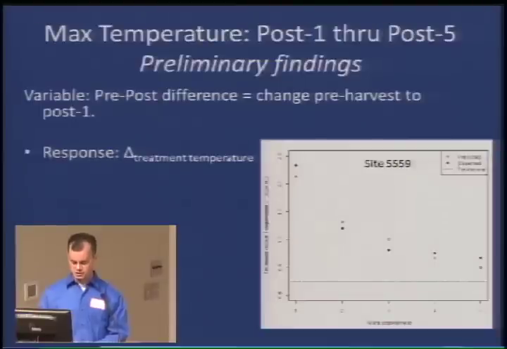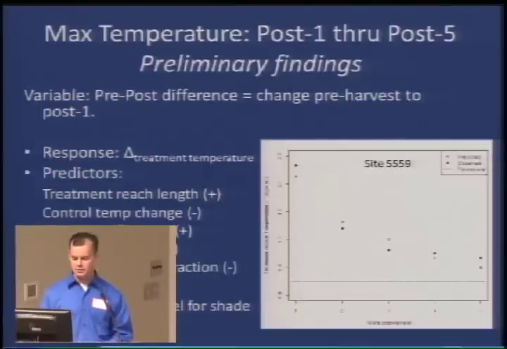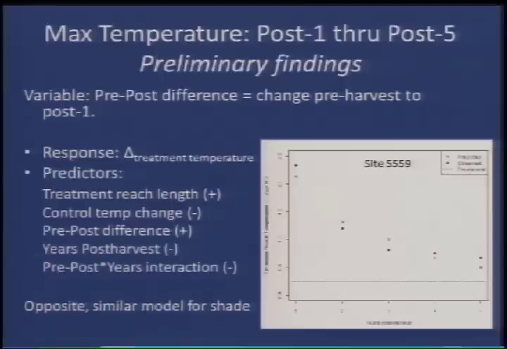So the response was just the change in treatment temperature between that upstream and downstream probe. Predictors were the treatment reach length and control temperature change like I discussed above. And then pre to post differences, that's that variable I just described, and so it mattered. So the greater the initial change you had between the pre-harvest and the first year post-harvest, the more of those water temperatures are going to be elevated. And then the years post-harvest matters as well, but it's a negative relationship. And finally, the pre to post and years interaction was also negative.